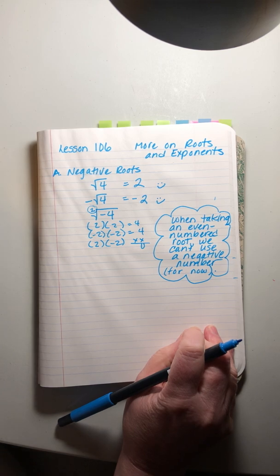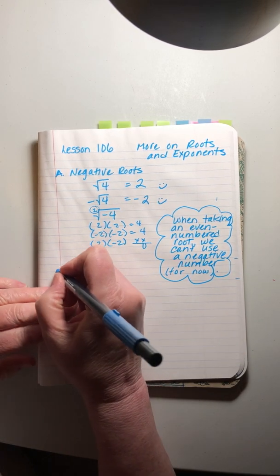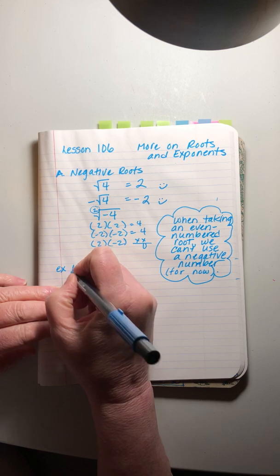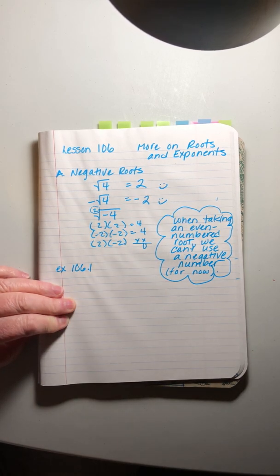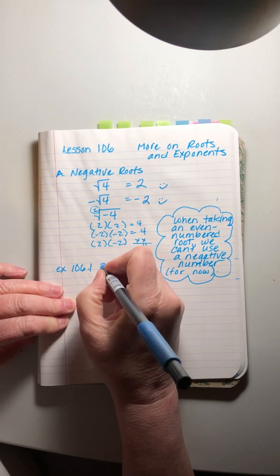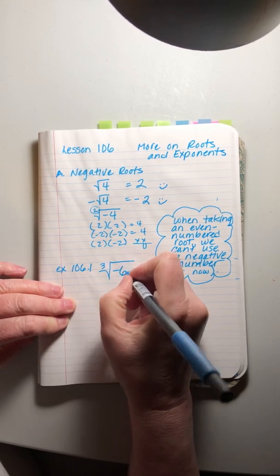Now let's take a look though. What if we have, and this is the first example, 106.1. John didn't show us the easy stuff in an example. I had to make that up myself. Okay, what about the third root of negative 64?